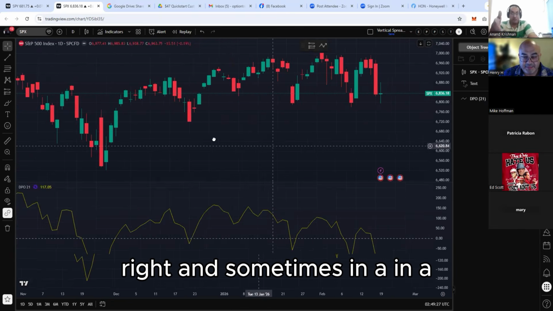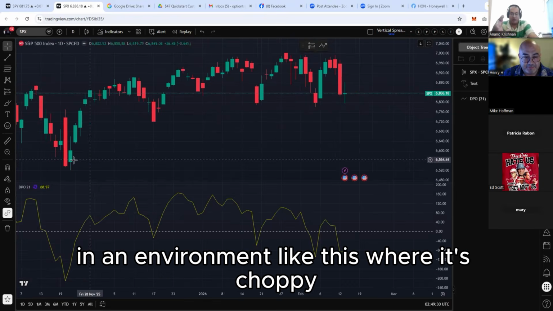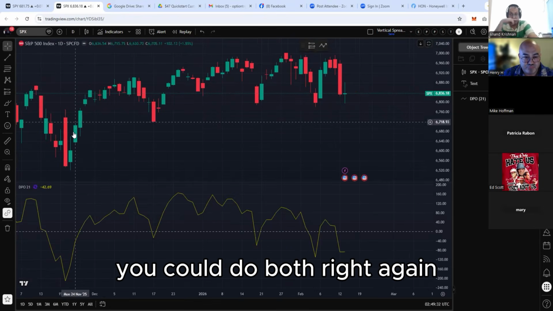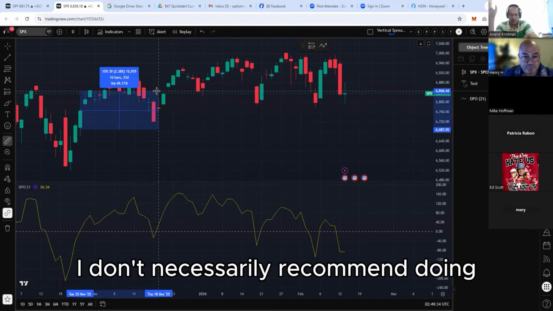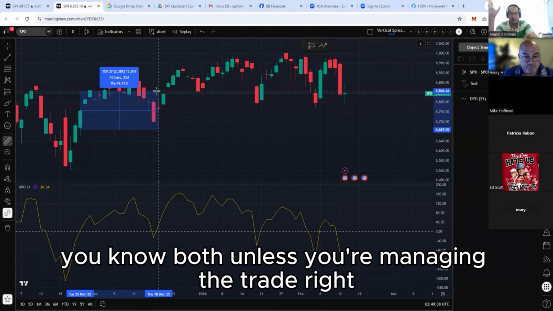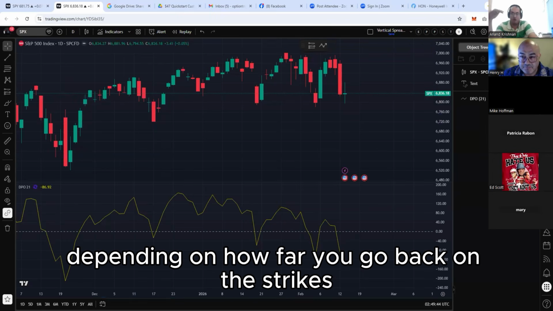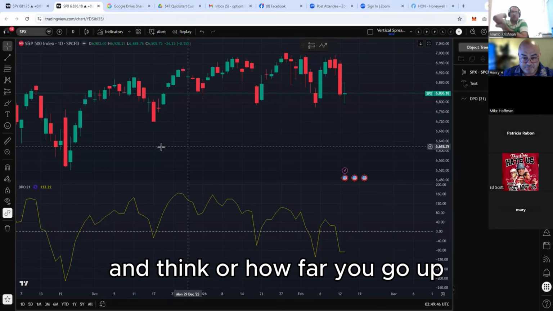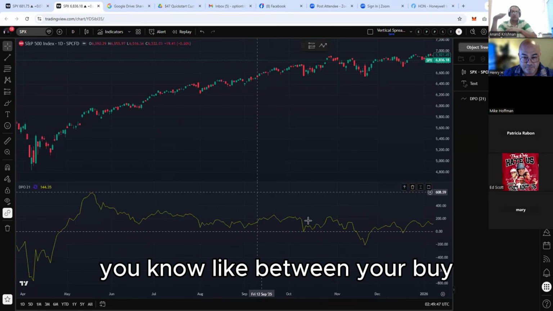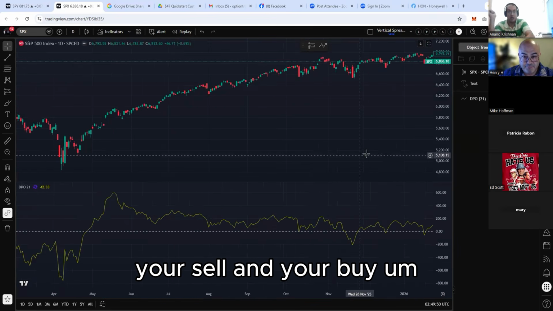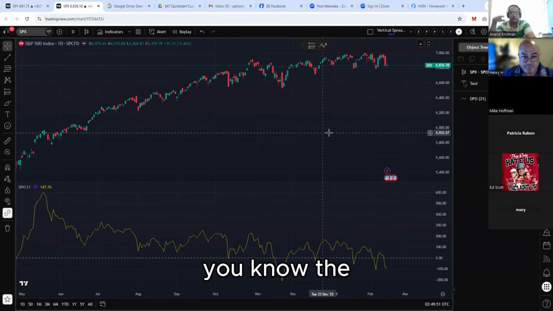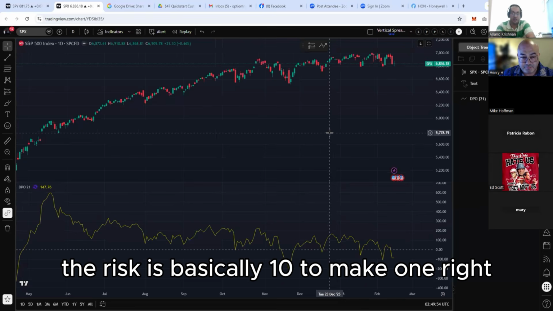And sometimes in an environment like this where it's choppy, you could do both. Again, I don't necessarily recommend doing both unless you're managing the trade. And here's the other problem: depending on how far you go back on the strikes, or how far you go up, between your sell and your buy, the risk is basically 10 to make one.